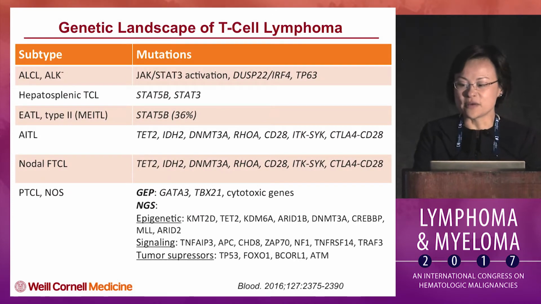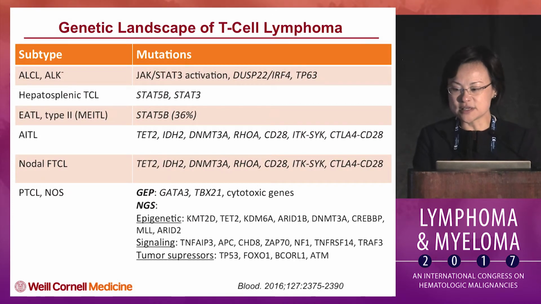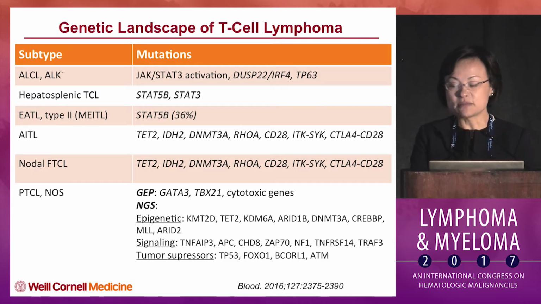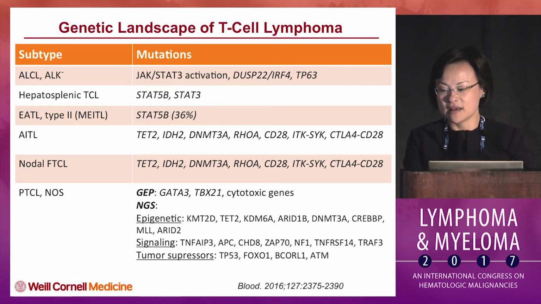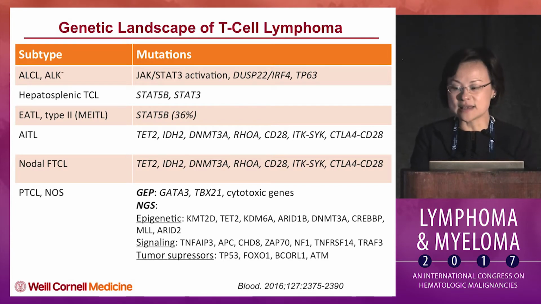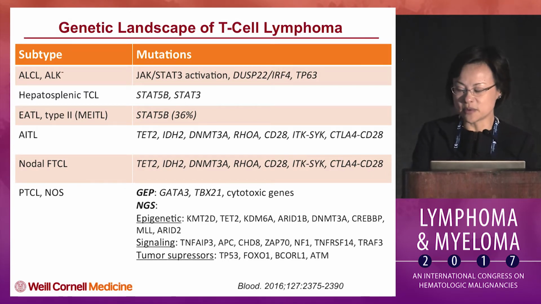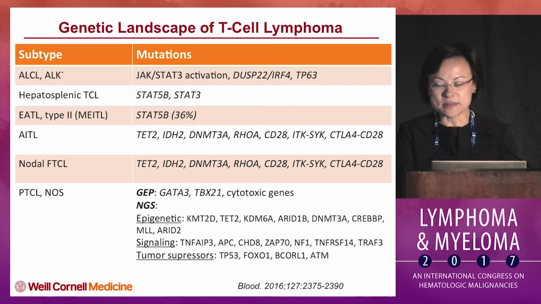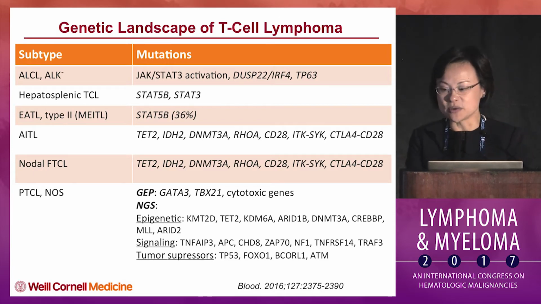The inclusion of those genetic or precision medicine-based information has implications in terms of prognosis and treatment in both investigational as well as practical settings. For example, in ALK-negative ALCL, there's a subtype with DUSP22, IRF4 rearrangement, which tends to have favorable outcome, while the other subtype, which has TP63 rearrangement, tends to have worse prognosis, where consolidation transplant may be advocated in the initial therapy setting.